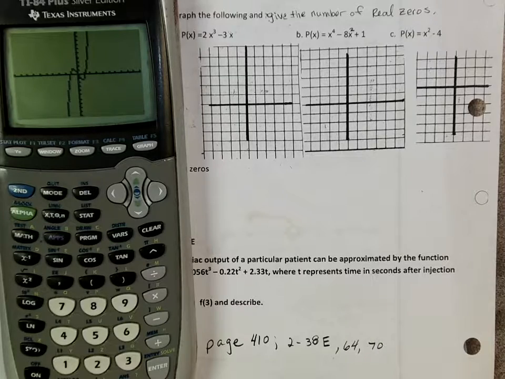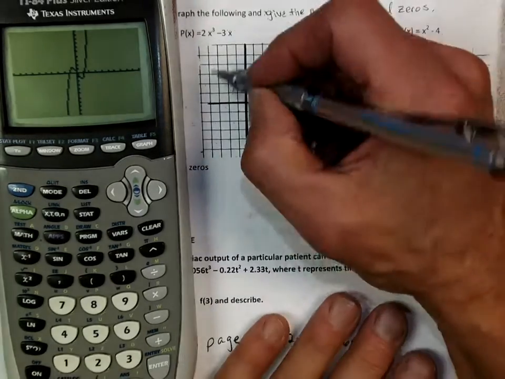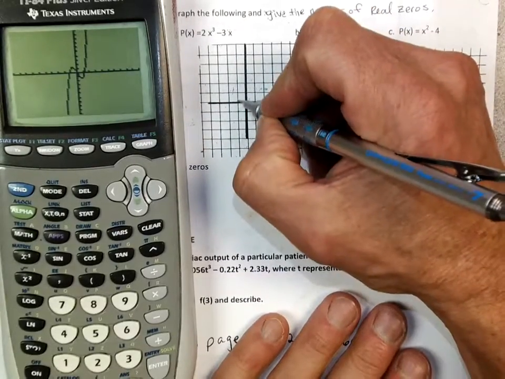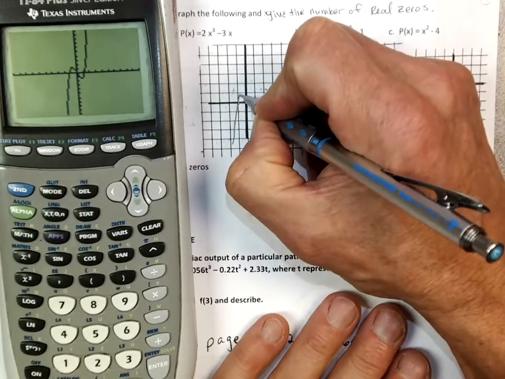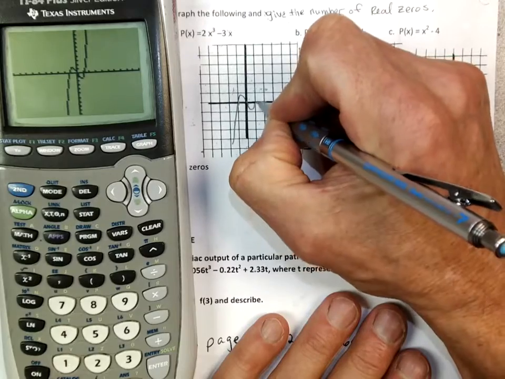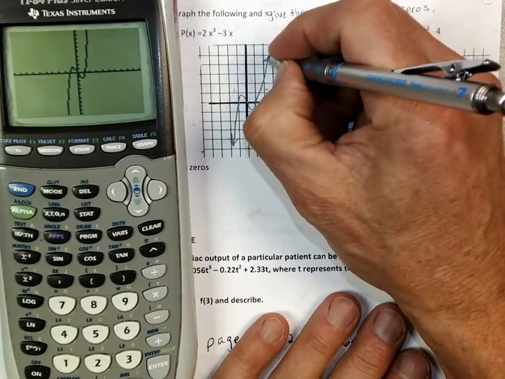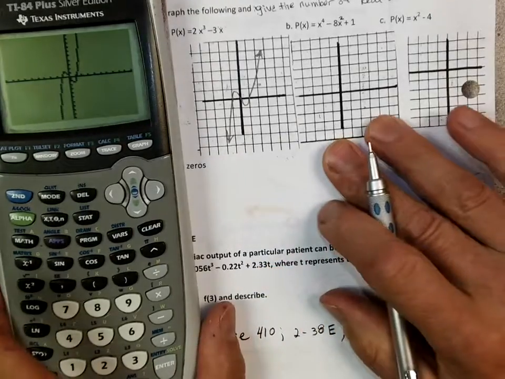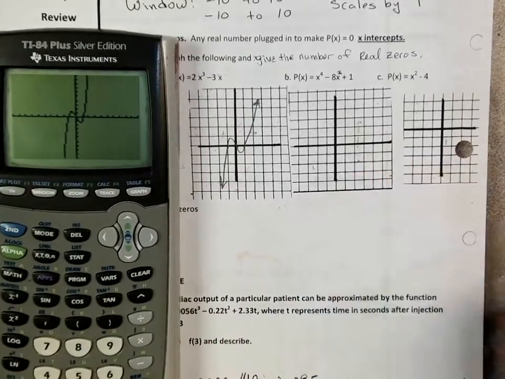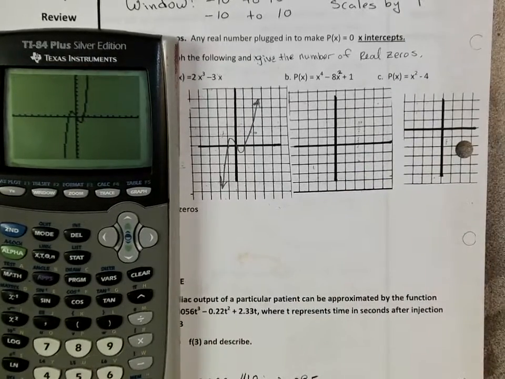Okay, so let's put that on my graph. Looks like this. Okay, did you get that? All right. Do you press enter to make it do the graph? Just push graph. Just push the graph button.